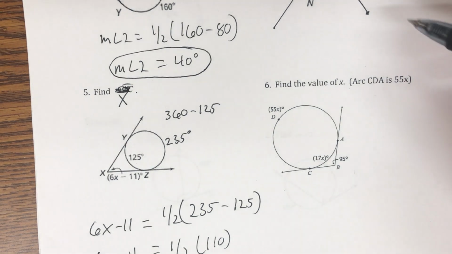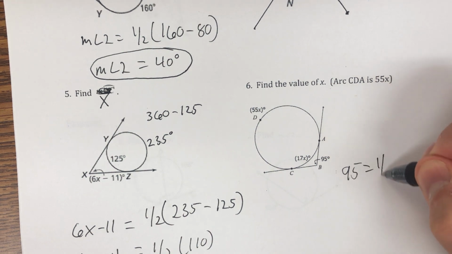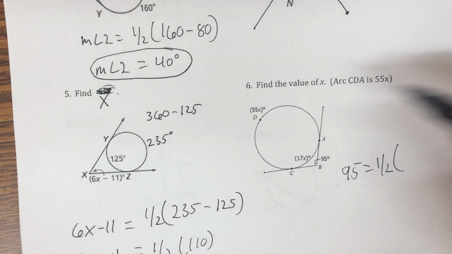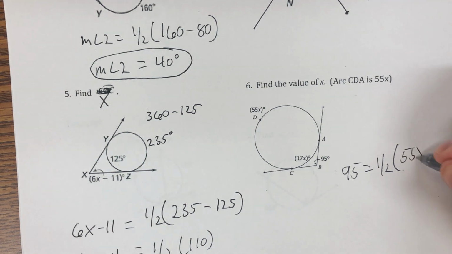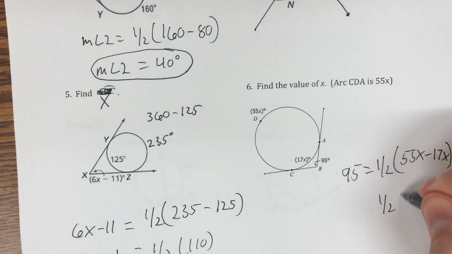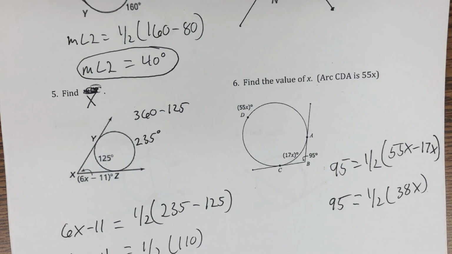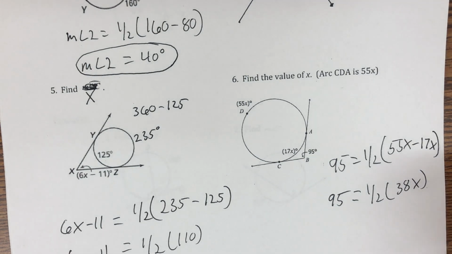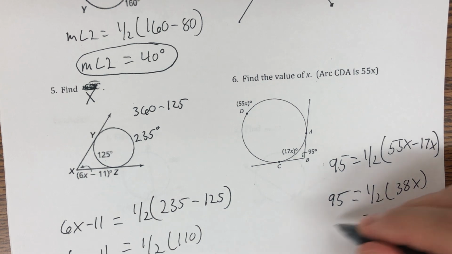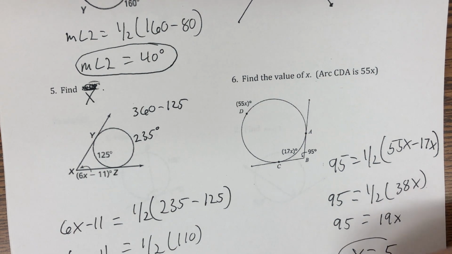So, again, angle is outside. Start with the angle. 95 equals 1/2. When it's outside, we use a difference. Big arc, 55x, minus small arc, 17x. Now, those two can get combined. And when I combine those two like terms, I end up with 1/2 times 38x equals 95. I can take 1/2 times 38, that's 19, so 19x equals 95, and x is equal to 5.